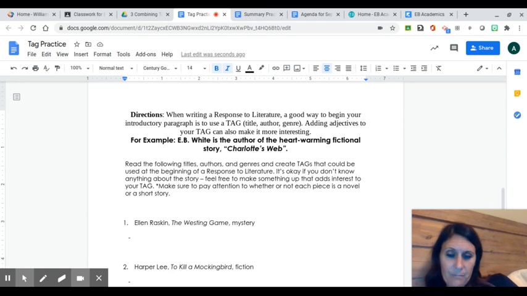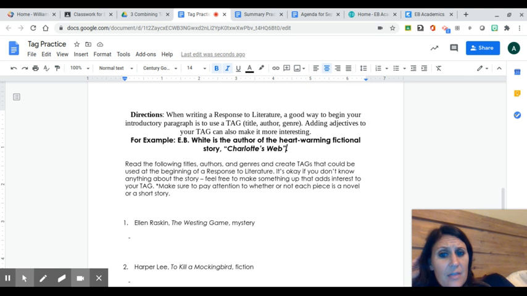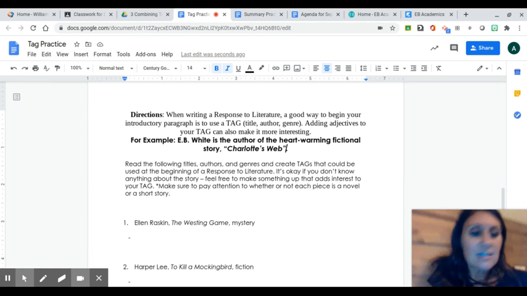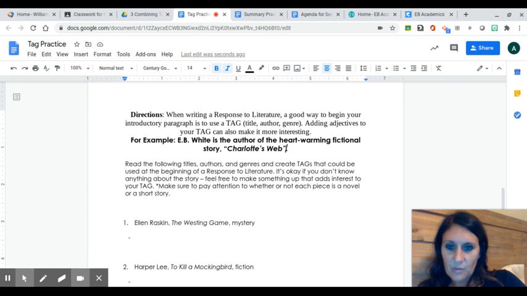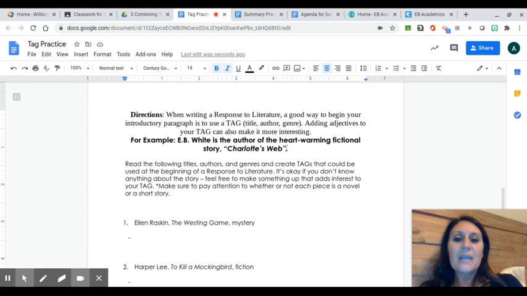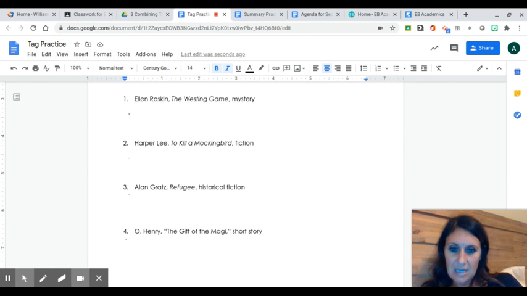So here's what you're going to do. You're going to read the titles, authors, and genres, and you're going to create tags that could be used at the beginning of a response for literature. Again, it's okay if you do not know the story. You can make something up even that adds interest to your tag. Just pay attention to whether it's a novel or short story if it says in here.